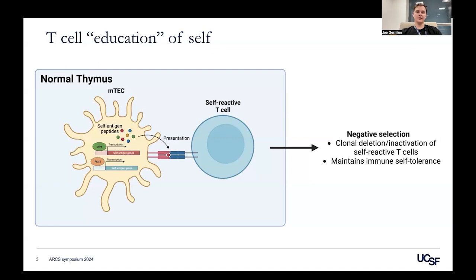And this process of expression and presentation of self-antigen peptides in mTECs is under the control of a very unique transcription factor called AIRE. But interestingly, recent studies have suggested that other transcription factors, such as the brain transcription factor FEZF2, are also expressed in mTECs and may contribute to a smaller extent to the expression and presentation of these self-antigen peptides.